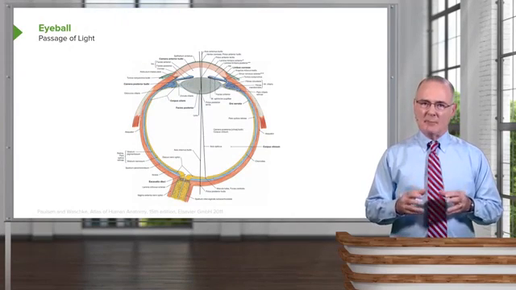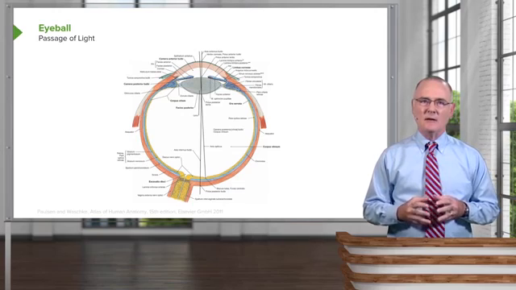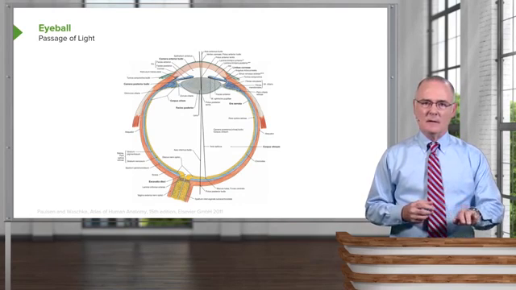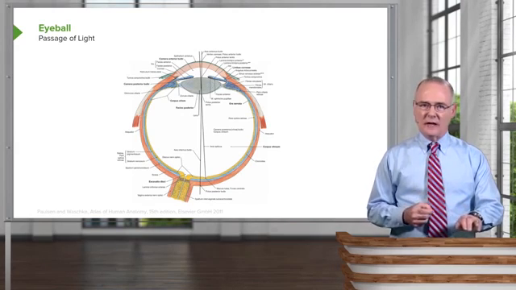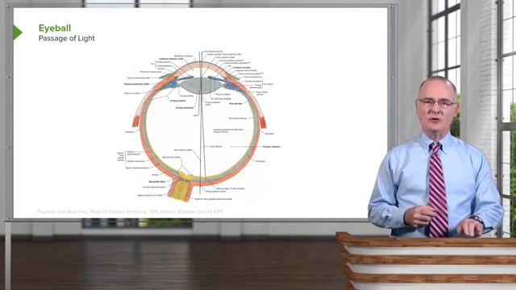The first topic that I'm going to guide you through on this journey along the pathway is the passage of light through the various components of the eyeball. And this is necessary to focus the light on the fovea centralis, the point at which we have the greatest visual acuity.